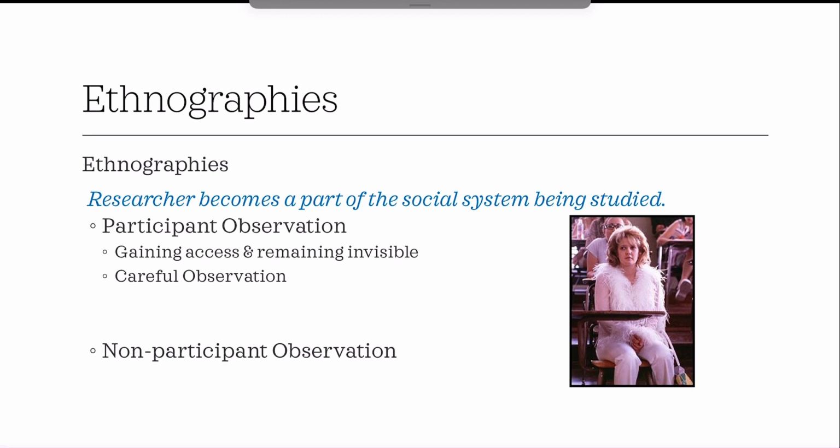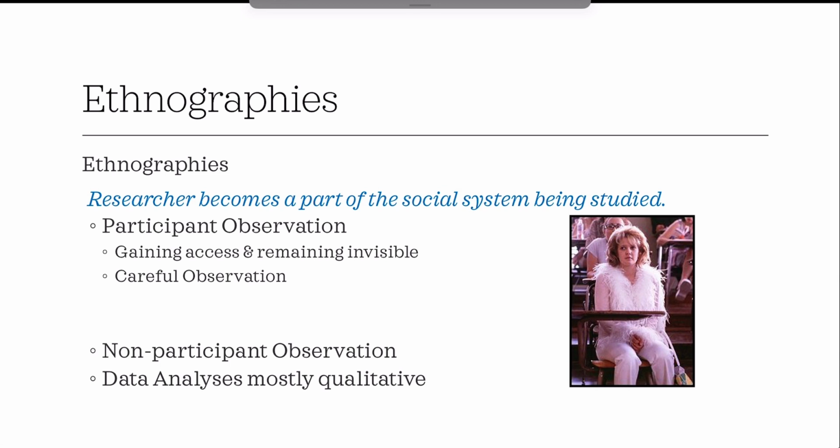So as you may guess, as we know from adolescents, they identified kind of a leader in every group and several followers, and some other really interesting things. But the main point is that ethnographies are where the researcher actually becomes a part of the social system being studied, either as a participant observer or non-participant. And in both of these, it's really key to remain unobtrusive, remain invisible.